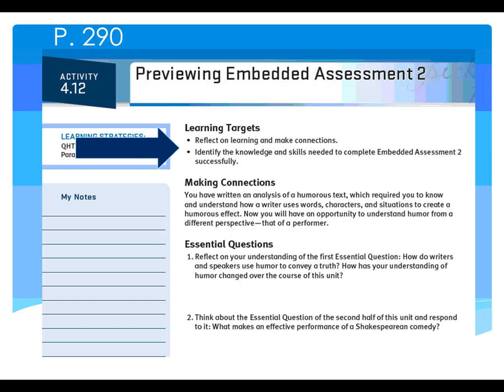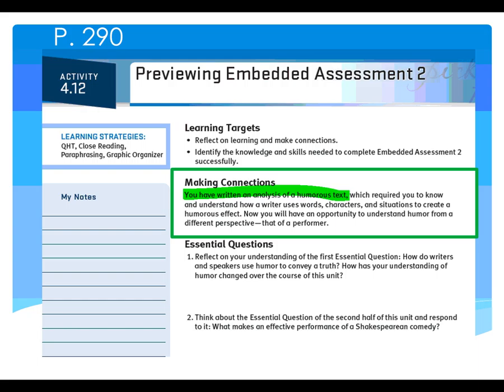Okay, once you're on page 290, go ahead and diffuse those two line targets, please. So, circling the verb, underlining them down, gives us a heads up. That's what we're practicing.